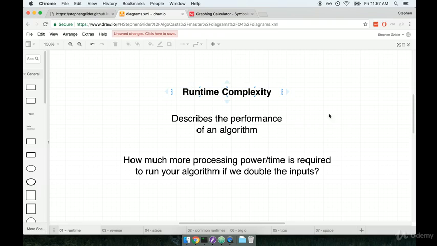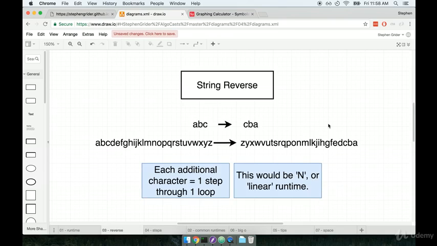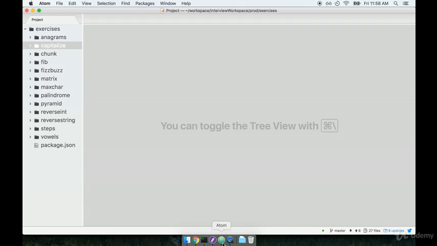Now, when we talk about runtime complexity, we're really asking a very discrete question here. We are saying, how much more processing power do we need to run a given algorithm or a given solution if we increase the number of inputs into our algorithm? So let's look at some examples of problems that we have worked on and try to figure out what their runtime complexity might be. The first problem we are going to look at is the string reverse problem we worked on. Let's pull up the code from that very quickly.